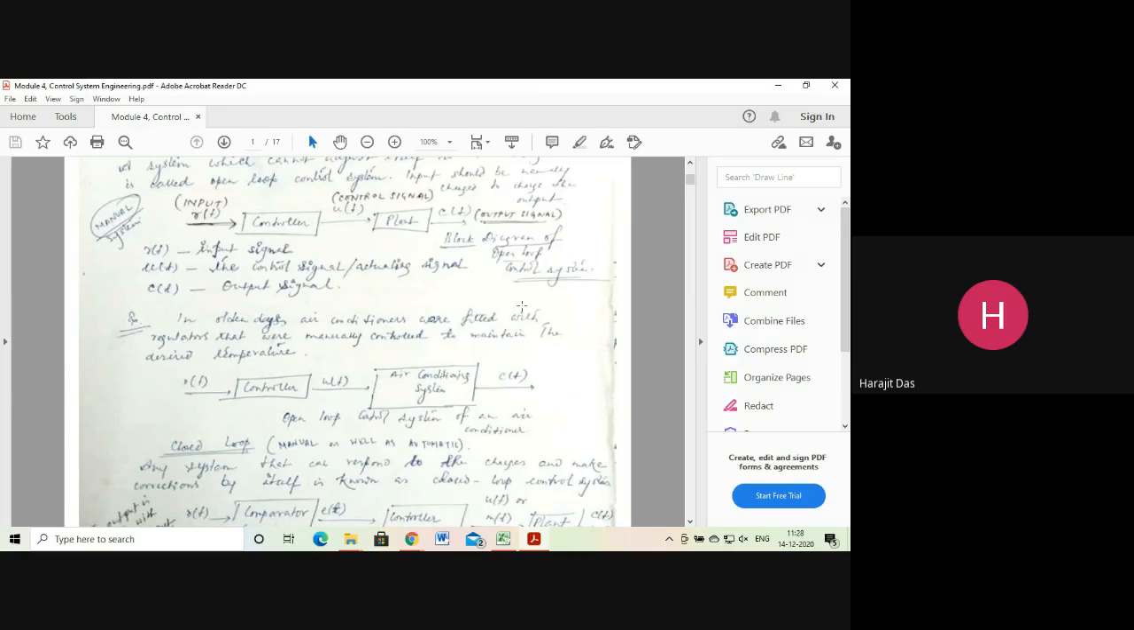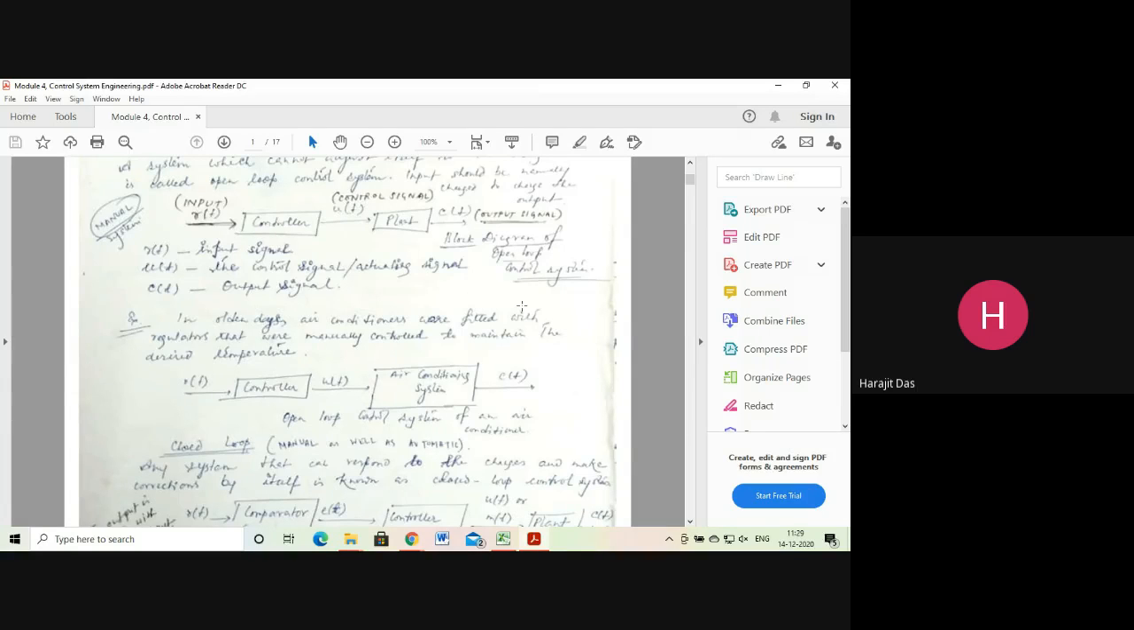Actually, what are the outputs? The water tank output is achieved, and it gives the signals back to the controller, or back to the comparator. So the comparator will compare the signal. Whatever signal was given, it checks whether that signal is at the output or not.